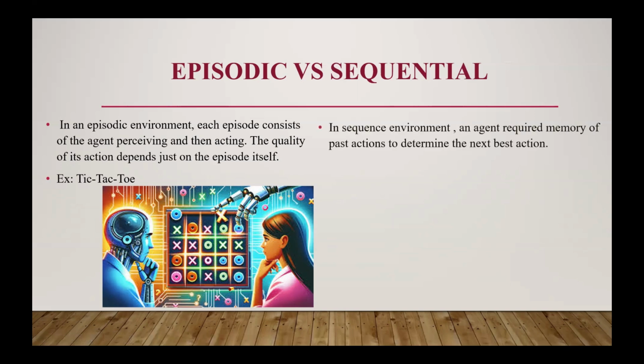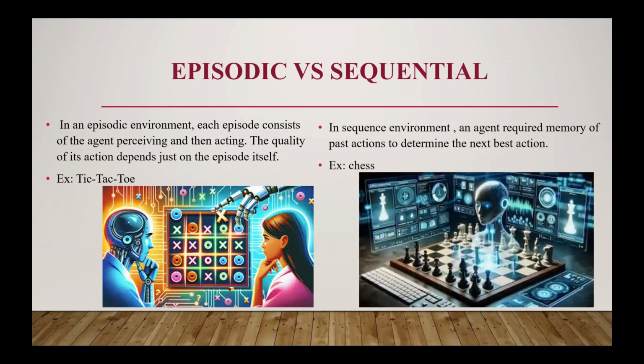Next one is sequential. In a sequential environment, the agent requires the memory of past actions to determine the next best action. Let's take an example, that is chess. Chess is a very complex game where the outcome of each move depends on the sequence of previous moves. According to that, the agent can win the race.